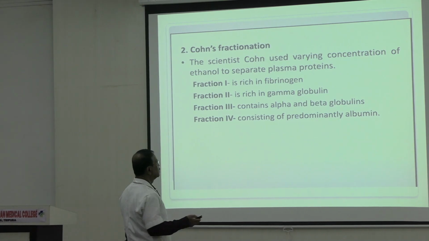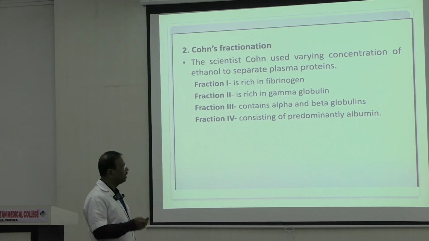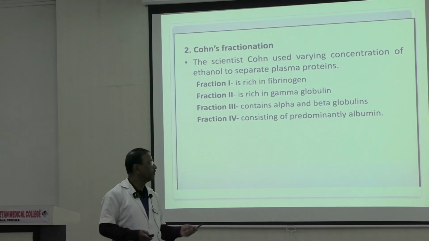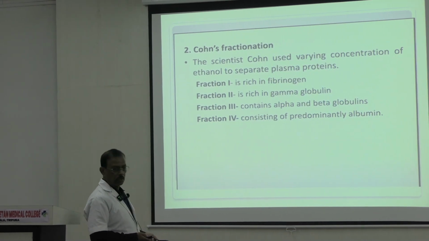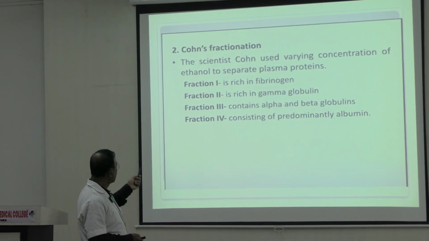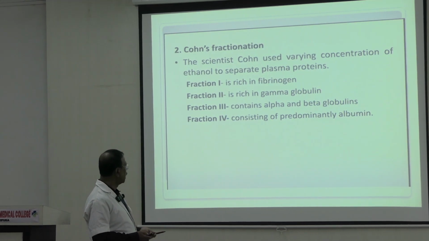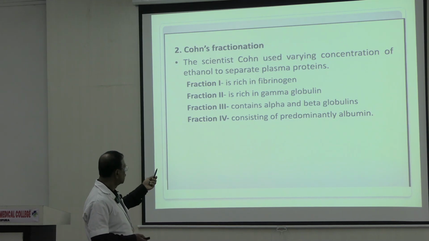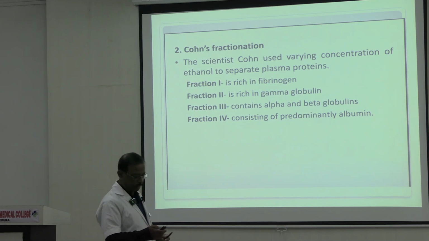So ethanol separates plasma proteins at different concentrations, and we get 4 fractions. In fraction 1, the majority is fibrinogen. Then fraction 2 is rich in gamma globulin. Fraction 3 contains alpha and beta globulins. Fraction 4 consists predominantly of albumin.